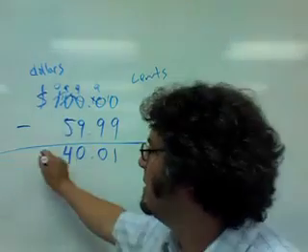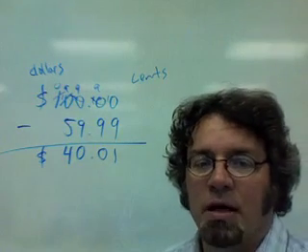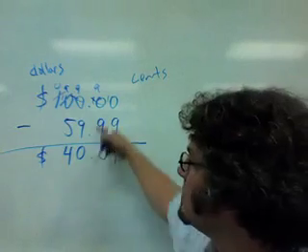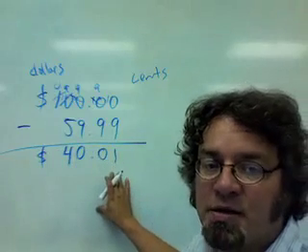And the answer is $40.01. Make sure that the decimal point also comes down so that you know the difference between the dollars here and the cents over here.